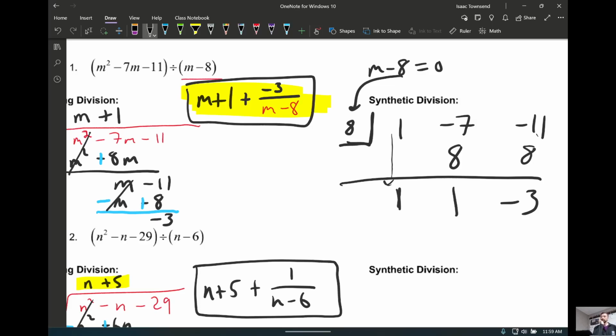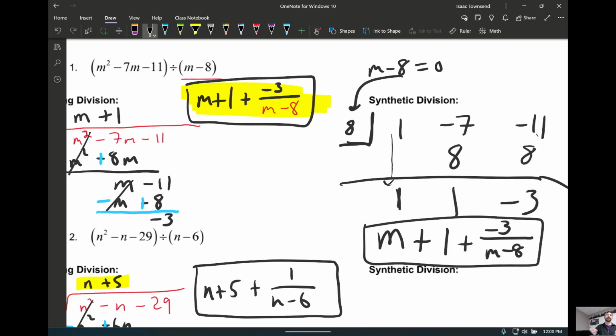Now, the last thing with synthetic division is this is not our answer. This is telling us what our answer should be. This is the number of m squareds. So if I'm dividing out an m, I'm reducing the degree by 1. So it goes from a second degree to the first degree, this is how many 1 m's I have. The next number is going to be your constant, and your last number is going to be your remainder. So just like we did over here, you need to add the remainder over the divisor. And the divisor is not 8. 8 is just part of the setup.